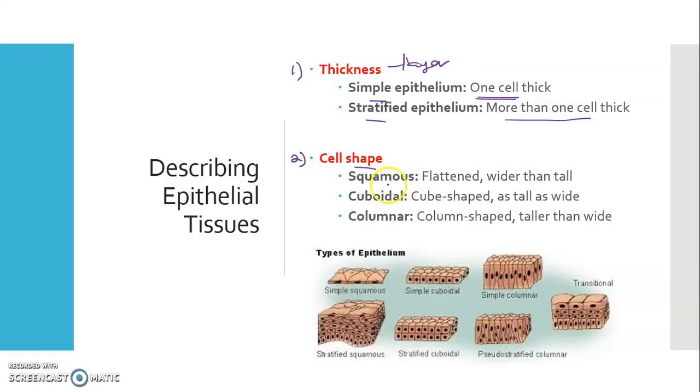So, from here, it can have 3 types. Squamous. How is the squamous? It's just like a flattened shape, and we can say wider than tall. Okay, look here. This is the simple squamous. Quite wide, and not tall.